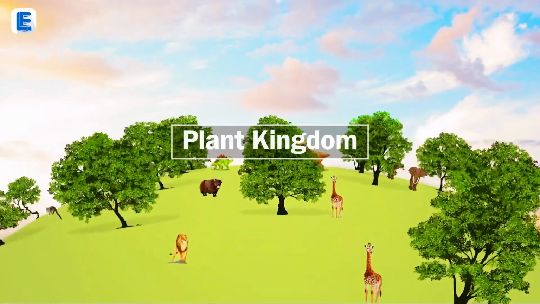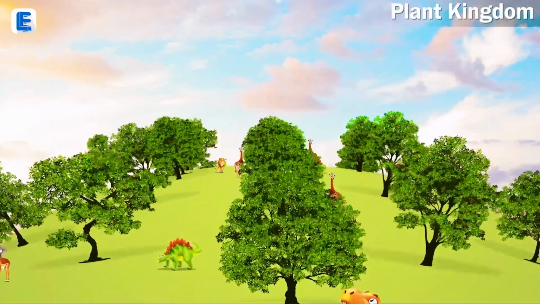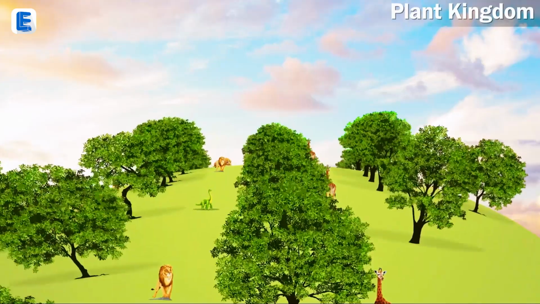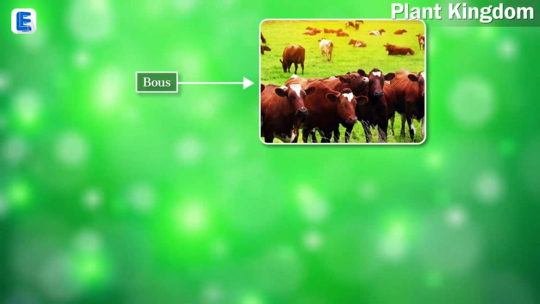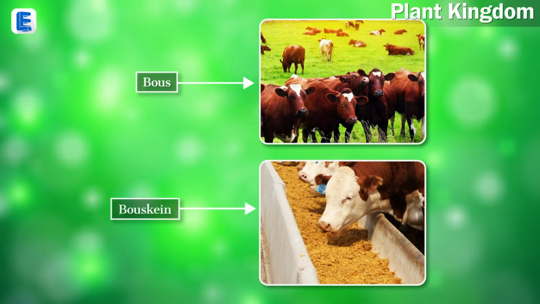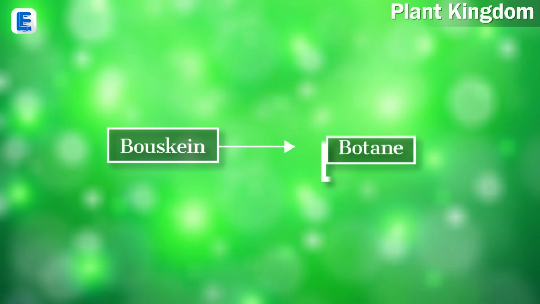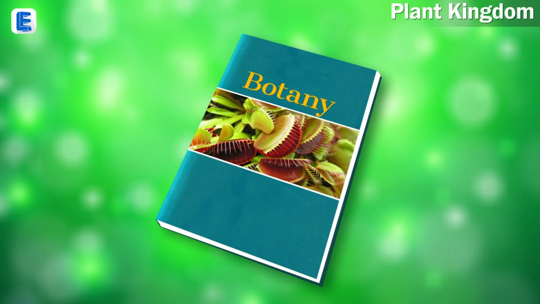Plant kingdom. The branch of biology related to plants is called botany. In the Greek language, the word bous means cattle, and the word bouskain means fodder for cattle. Over time, the word bouskain evolved into the word botany, and that is the term used today.